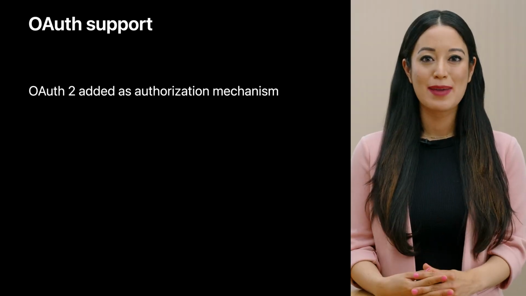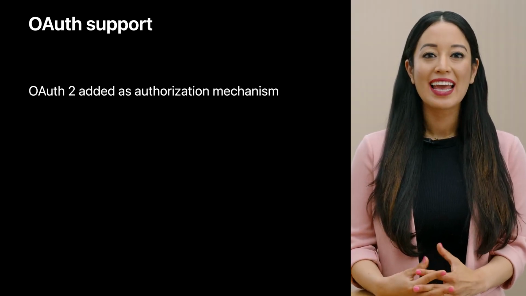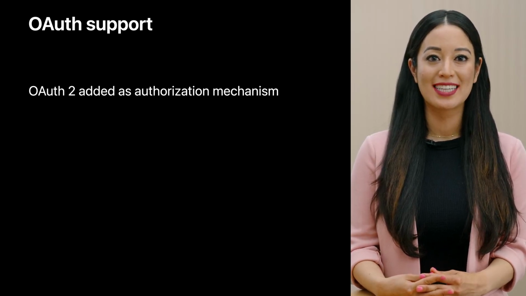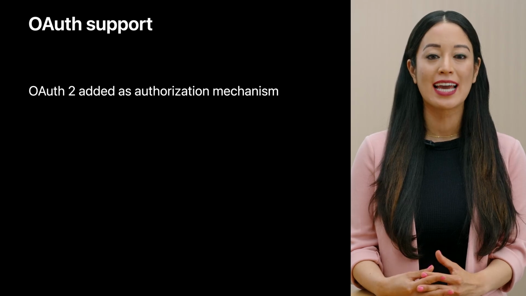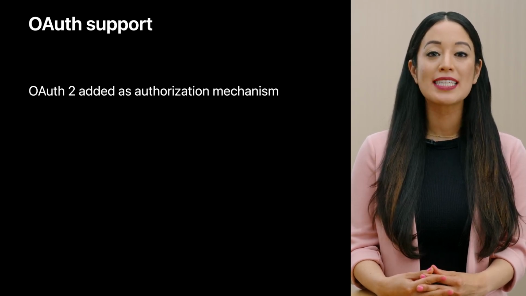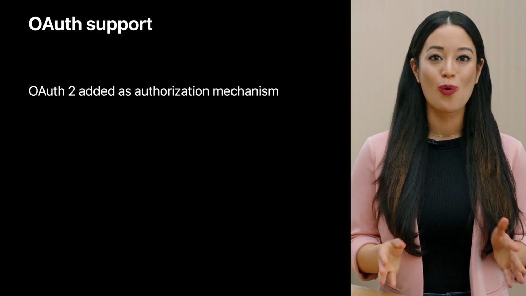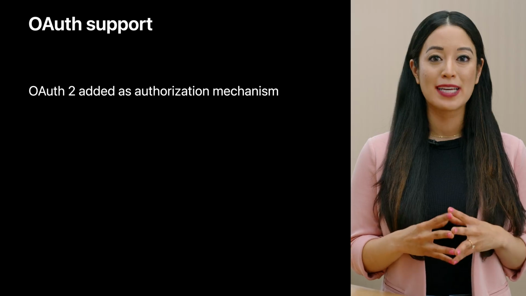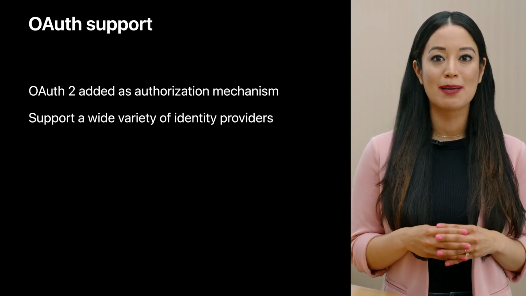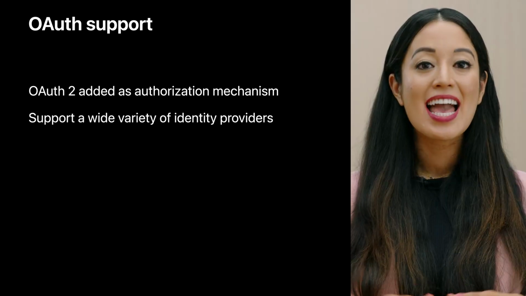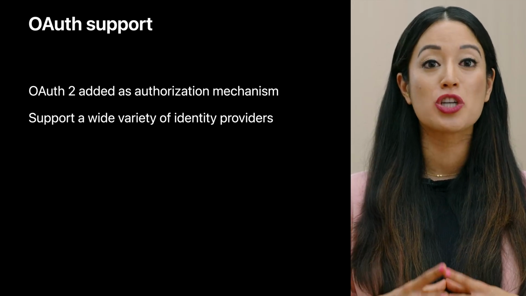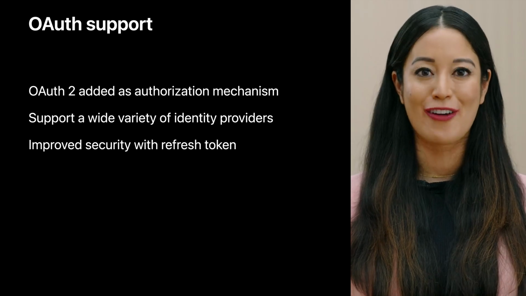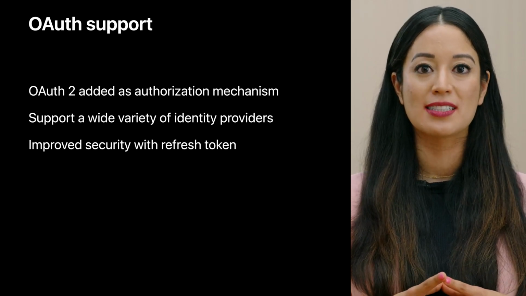Another notable identity management update is OAuth support. In iOS and iPadOS 15, we used a simple access token authorization mechanism to allow the MDM server to verify the identity of users. In iOS and iPadOS 16, we are adding OAuth 2 as another authorization mechanism. OAuth opens the door for MDM servers to support a wide variety of identity providers already using OAuth today. It also improves security via its refresh token mechanism, which allows a short-lived access token to be used in conjunction with a silent refresh that won't prompt the user for credentials.